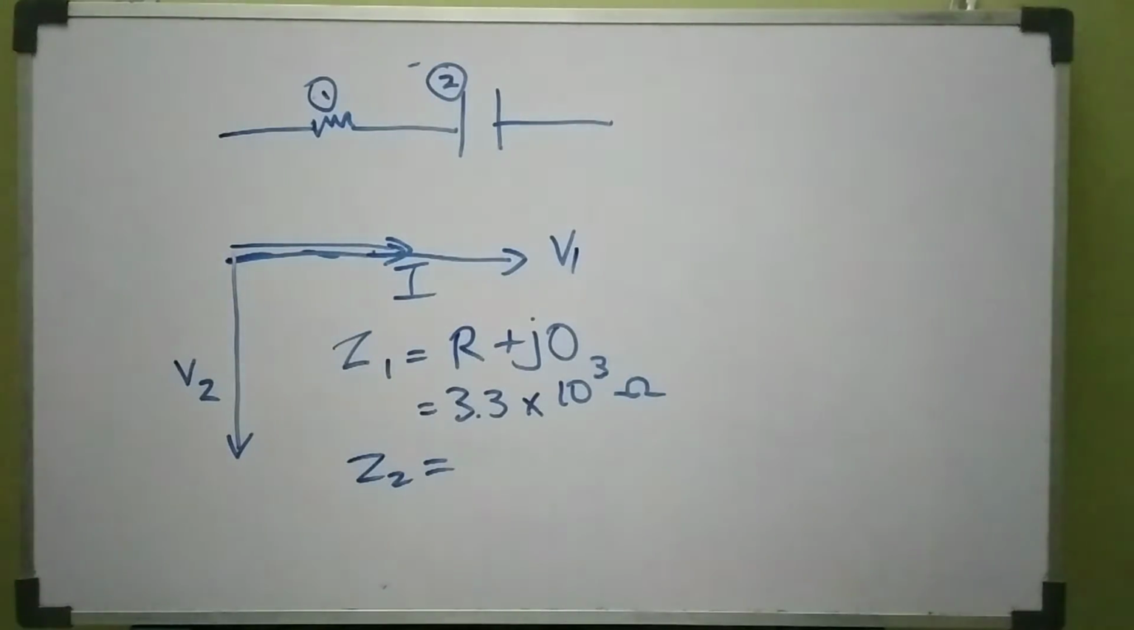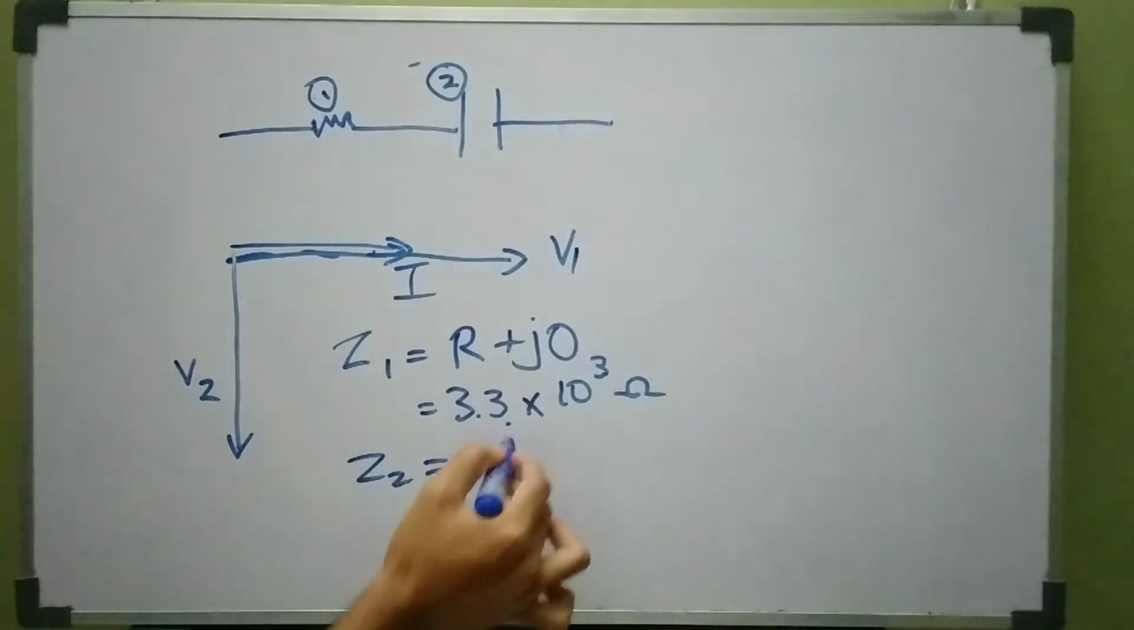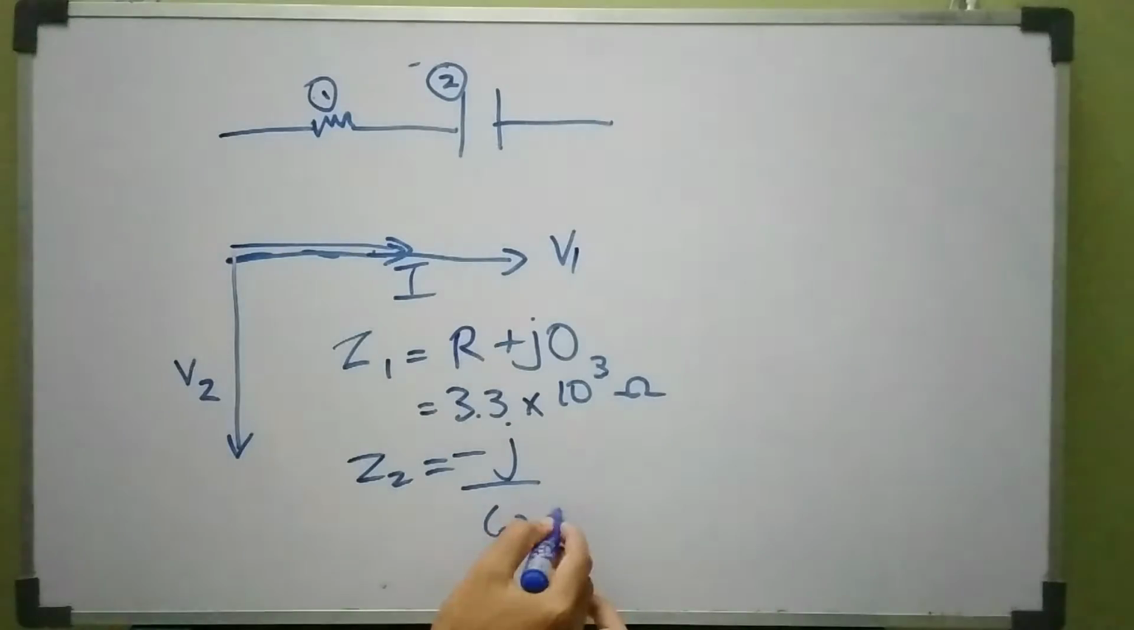So if we consider that, it would be equal to minus j over omega c. It's not a big deal. The real part of the reactance of the impedance of the capacitor would be 0.